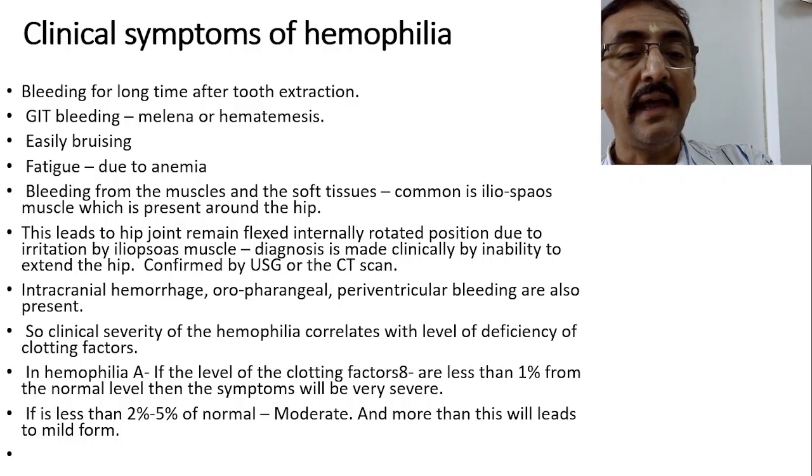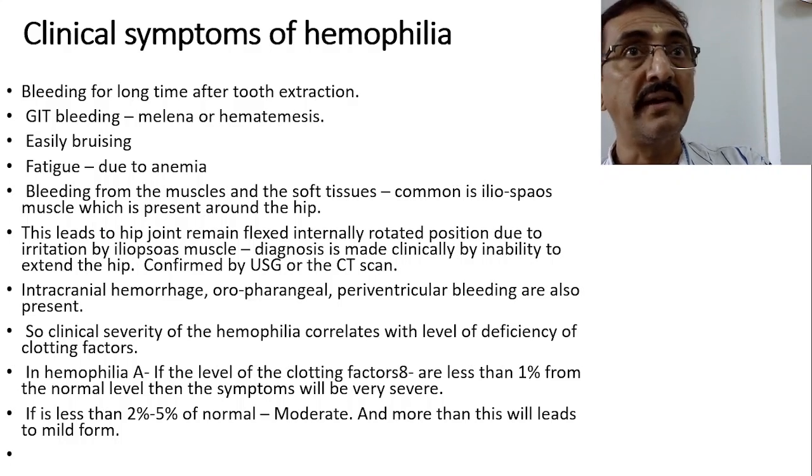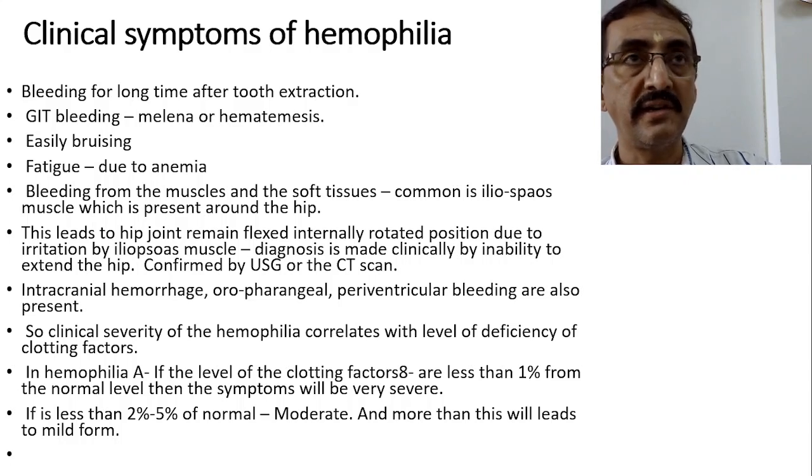So in hemophilia A, if the level of clotting factor 8 is less than 1% of the normal level, then the symptoms will be very severe. In hemophilia A, classical or true hemophilia, factor number 8, the normal level should be 100%. If it is less than 1% of the normal, you can identify the severity: the symptoms will be very severe. If it is 2 to 5% of the normal, then it will be moderate, and if more than this, it may lead to the mild form.